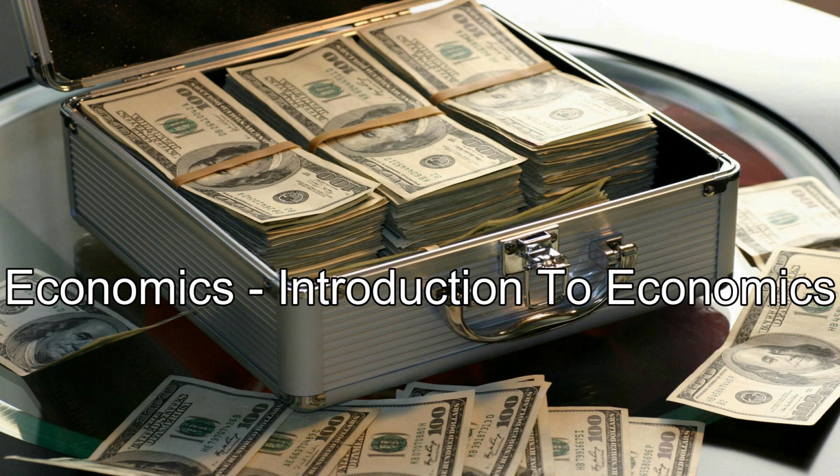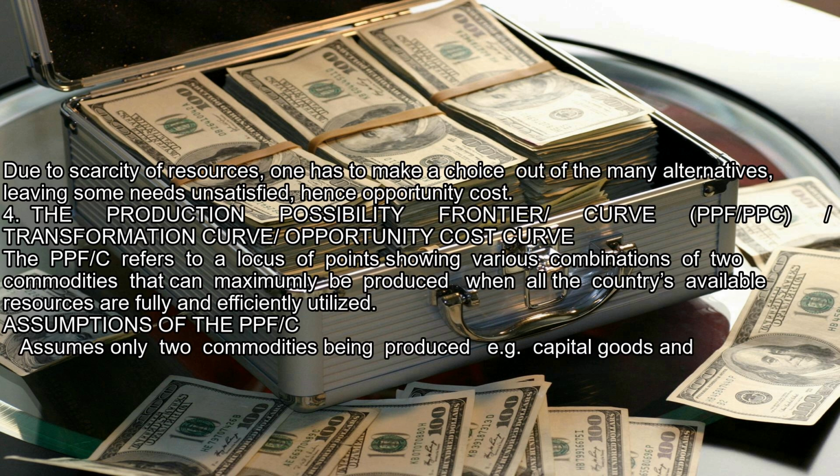Due to scarcity of resources, one has to make a choice out of the many alternatives, leaving some needs unsatisfied, hence opportunity cost. 4. The production possibility frontier or curve, PPF or PPC, also called the transformation curve or opportunity cost curve. The PPF refers to a locus of points showing various combinations of two commodities that can maximally be produced when all the country's available resources are fully and efficiently utilized.